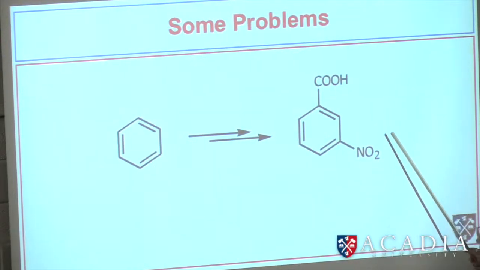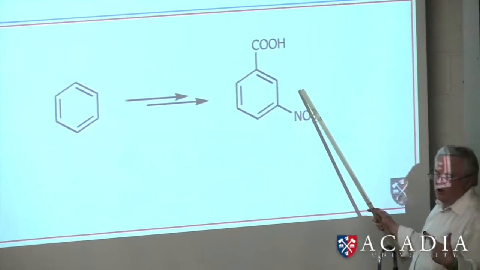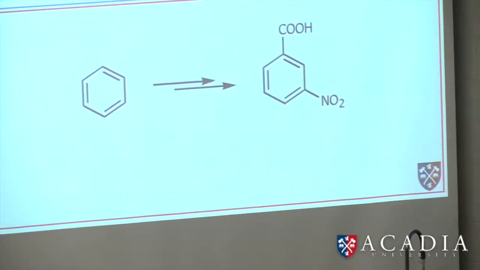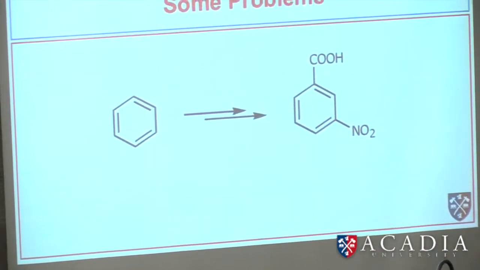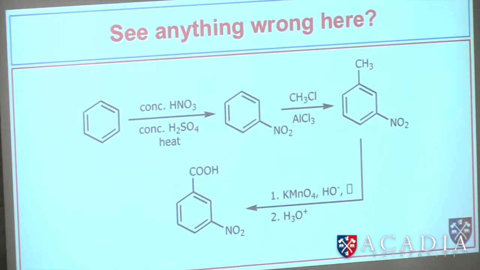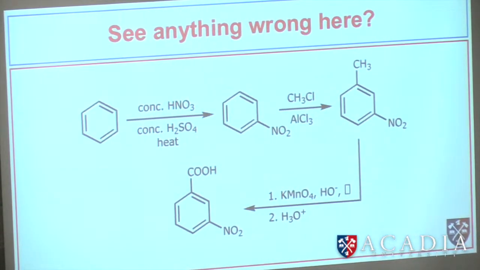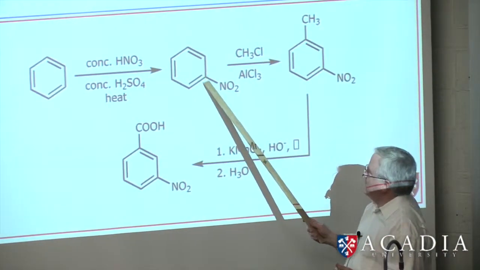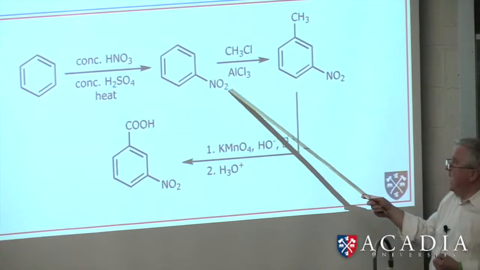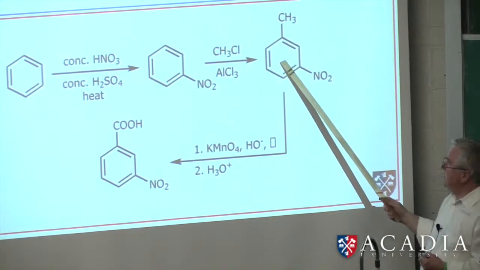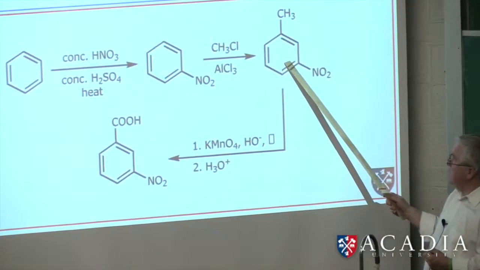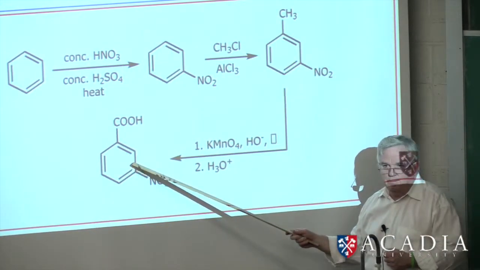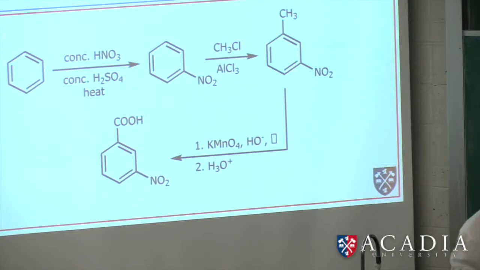This is an interesting problem because your textbook, or the notes from your textbook, actually came up with a synthesis. Okay? So this is from the notes in your textbooks. They said, well, why don't we just nitrate this compound? Now we have a meta-director, and we can do the Friedel-Crafts alkylation reaction, and then we can oxidize the benzylic position and get our compound. Anybody see anything wrong with this?